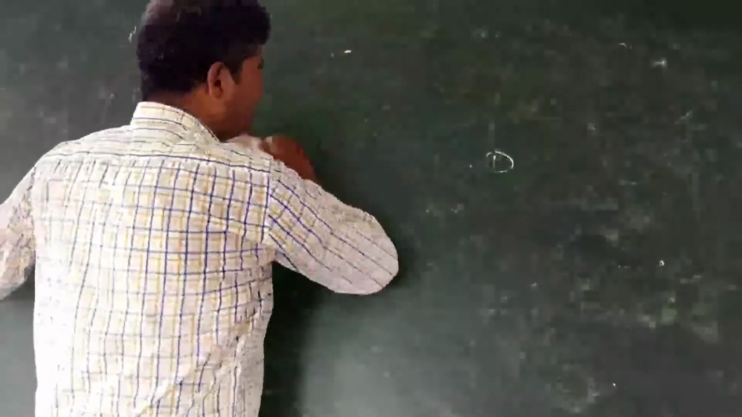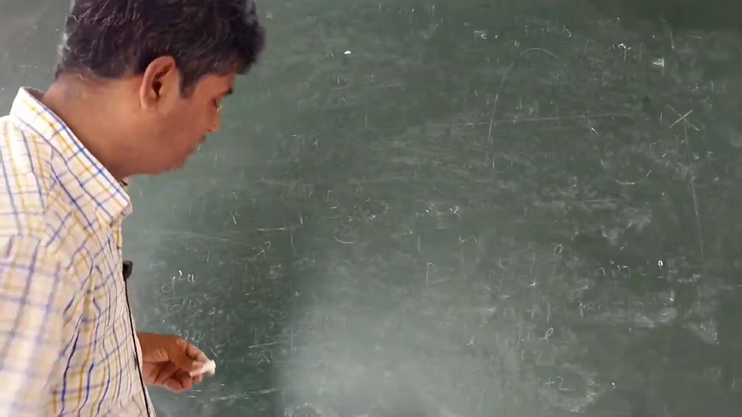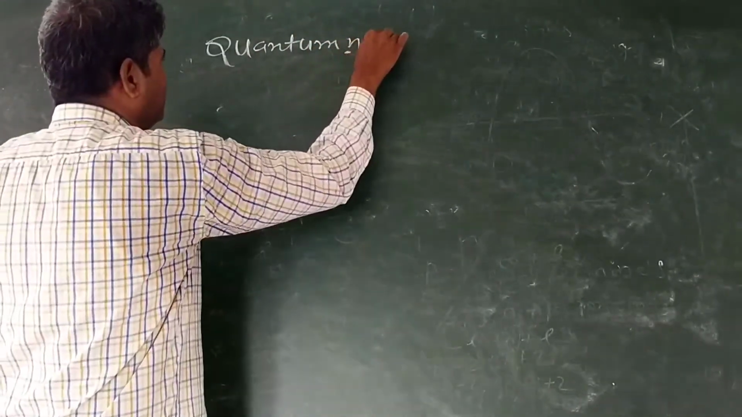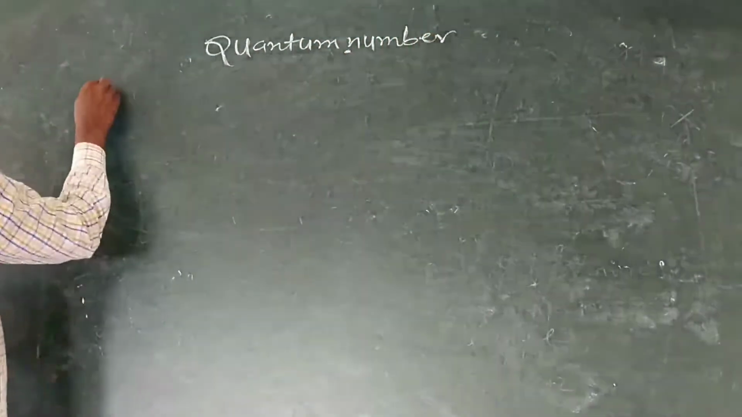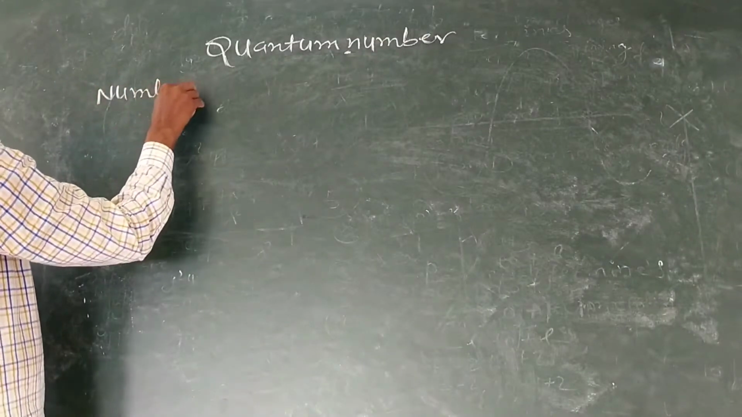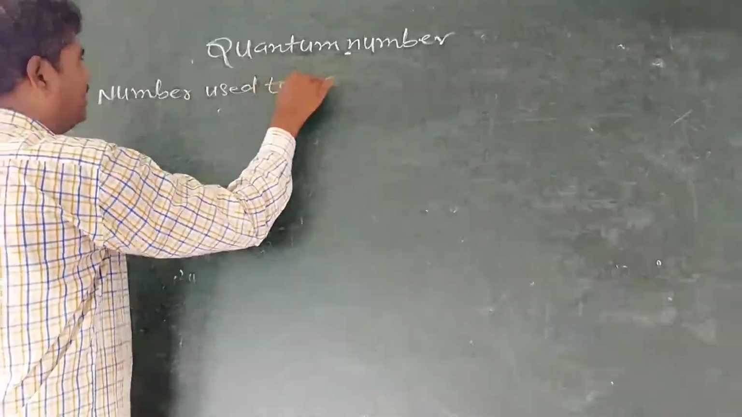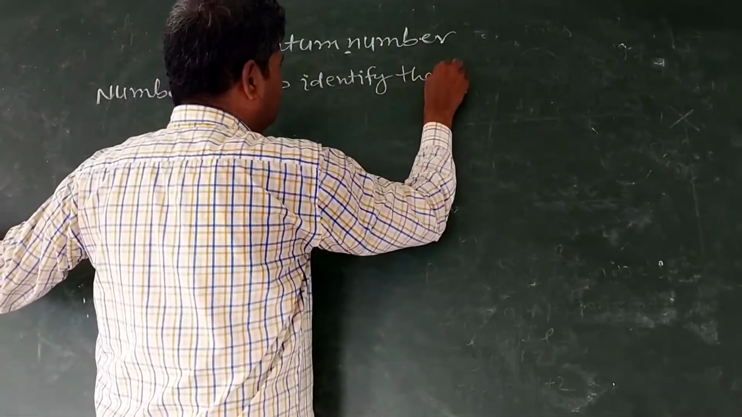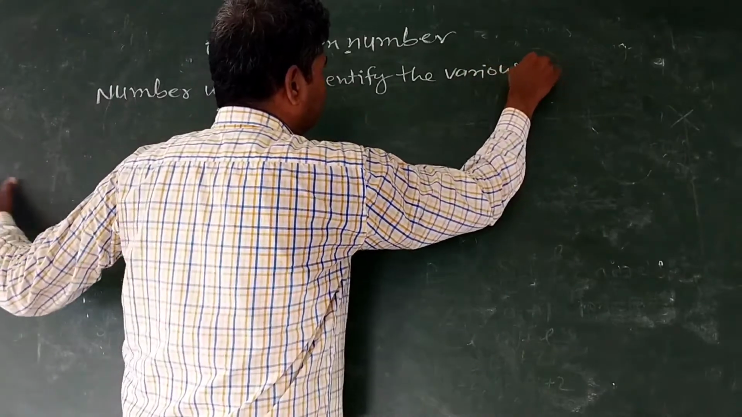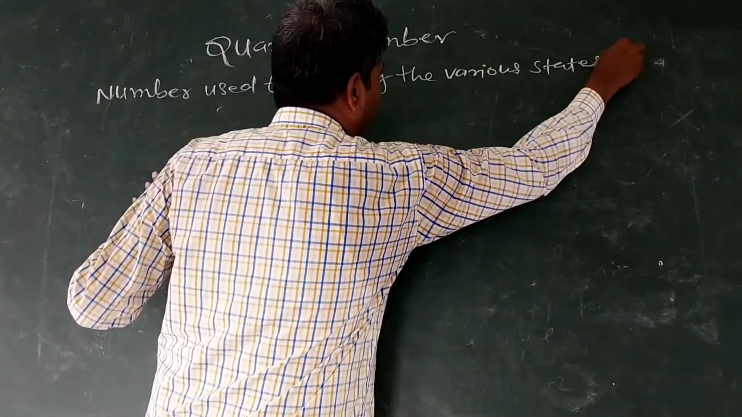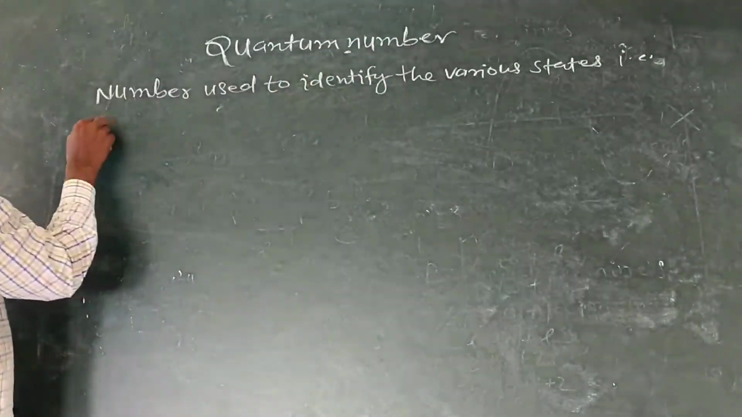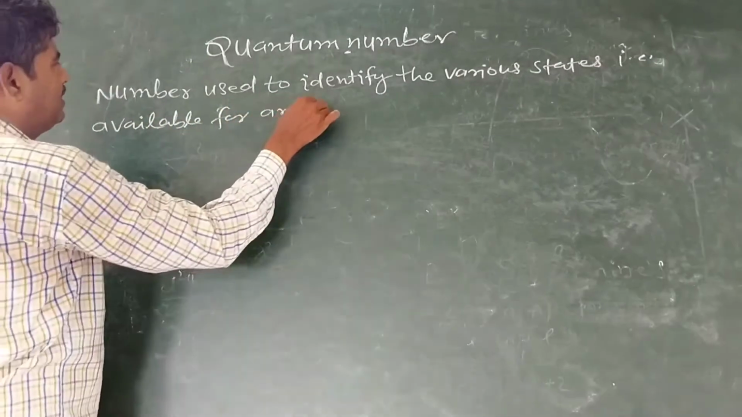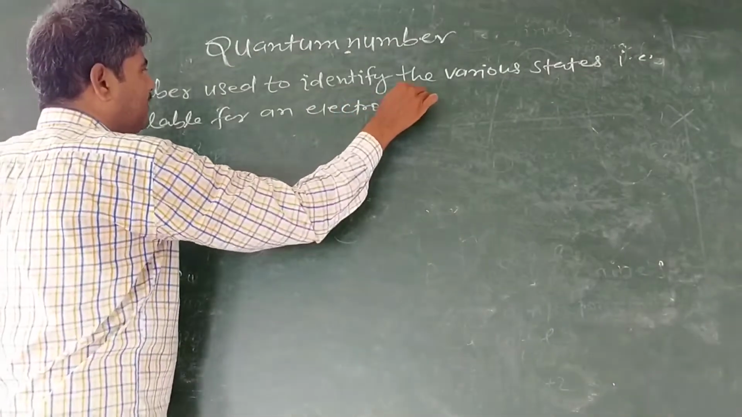Quantum number is used to identify the various states that are available for an electron in an atom.